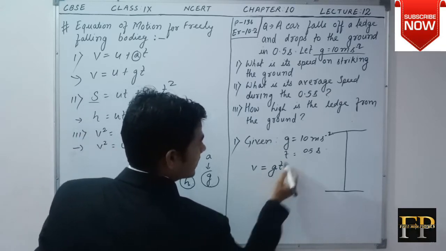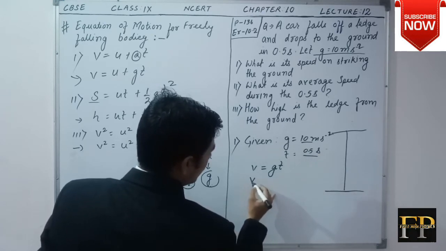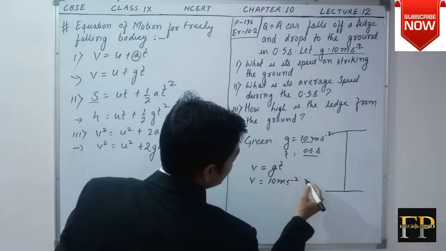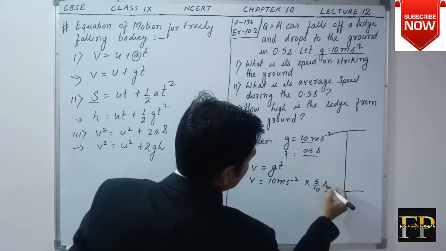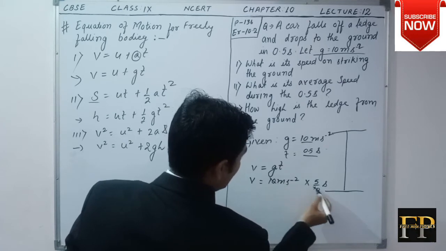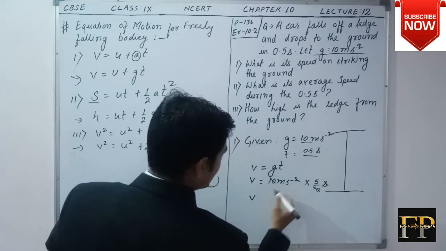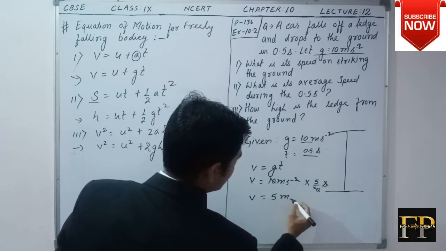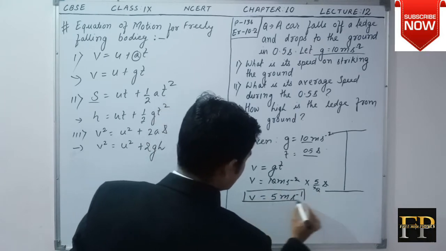Now we will put in the values of acceleration due to gravity and time, so v = 10 meters per second squared times 5 by 10 second. The 10 cancels out, and v = 5 meters per second. This is the answer to the first question.